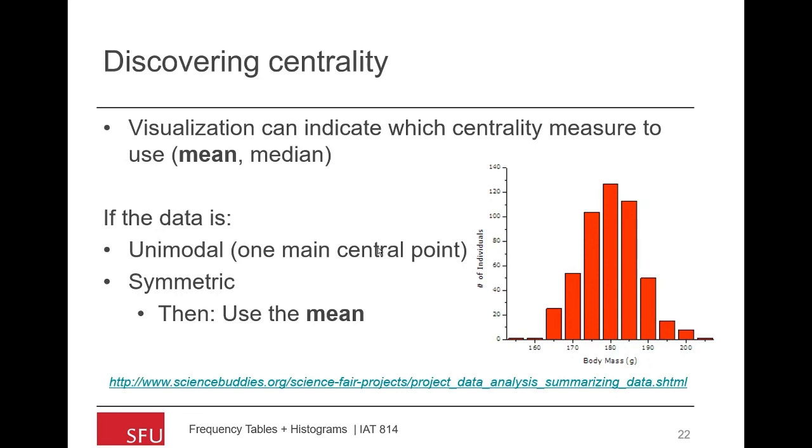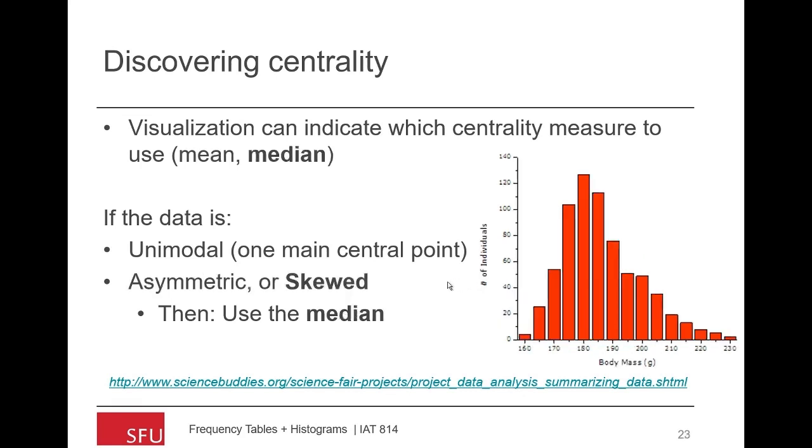To discover centrality, visualization can help indicate what centrality measure to use. Plotting a histogram can give you an idea of what the most useful centrality measure is. We showed an example in one of the later slides in lecture 3.1. If the data is unimodal, as this data set is, meaning having one central point, and symmetric, meaning roughly the same number of data points to the left of the single mode as to the right, then we can say the data is symmetric, and it certainly looks symmetric about this central point. In that case, you should use the mean.